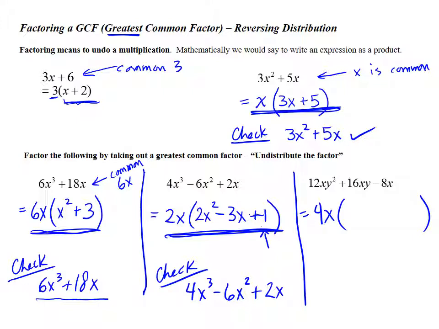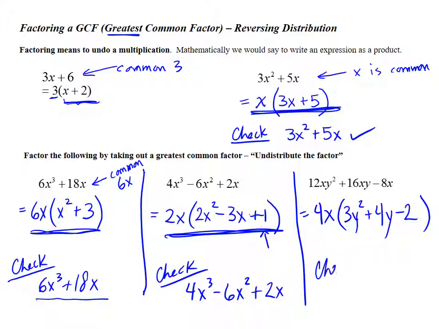Now, in your parentheses, leave what you would get when you take that 4x out or divide it out. 12 divided by 4 is 3. The x's cancel out, and we get y squared. 16 divided by 4 is 4. X's again cancel out, and we get left with a y. Minus 8x divided by 4x. The 8 and the 4 divide out to give me 2, and x's cancel, so we just have a minus 2 there.